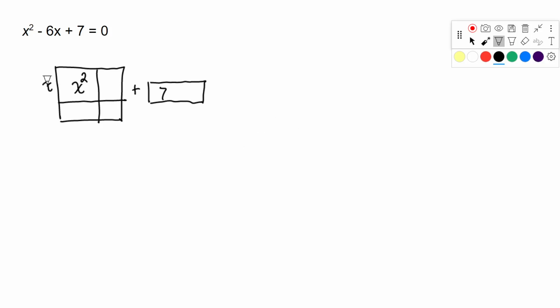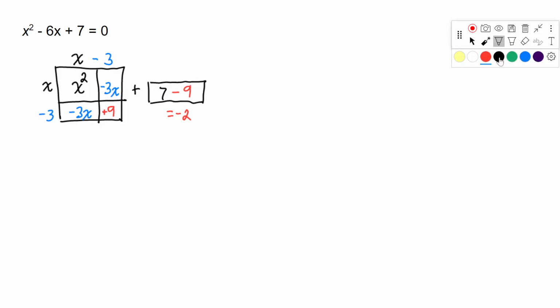From before, I know this is going to be x times x to get x squared. The other piece I know from before is that to divide the minus 6 evenly, I need a minus 3. So we have a negative 3x, another negative 3x, and now we have a total of 9 units, just like we did before. So I'm going to subtract those 9 units from my 7 to have a negative 2.